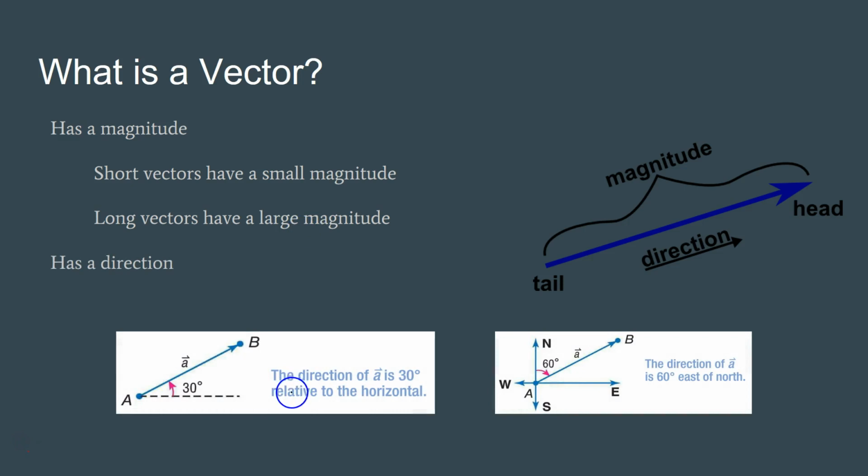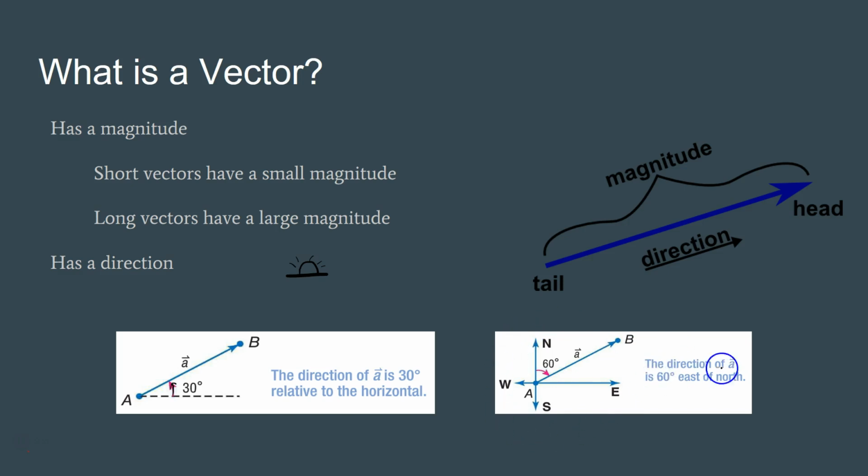When we're talking about direction for vectors, there's a couple different ways that it can be shown. For example, this one here, the direction of vector A is 30 degrees relative to the horizontal. So this is a horizontal line right here, and we're saying it is 30 degrees relative to the horizontal. It's not saying it's at the horizontal, it's saying 30 degrees away from the horizontal line. In this case, it's also above the horizontal as well.